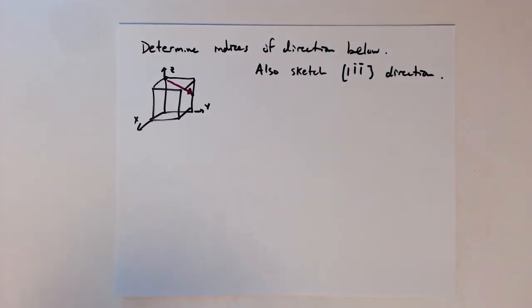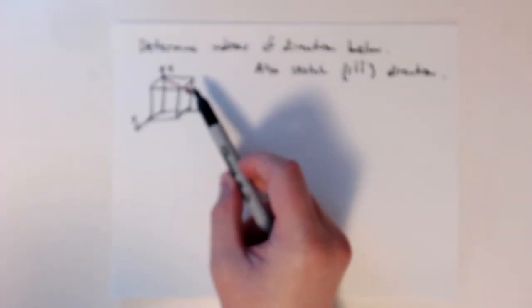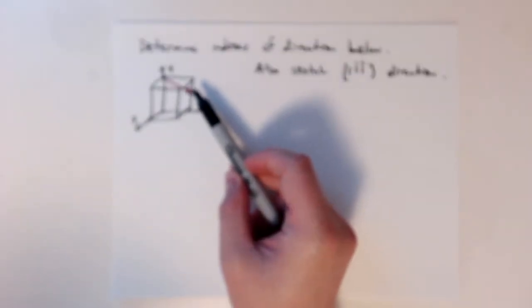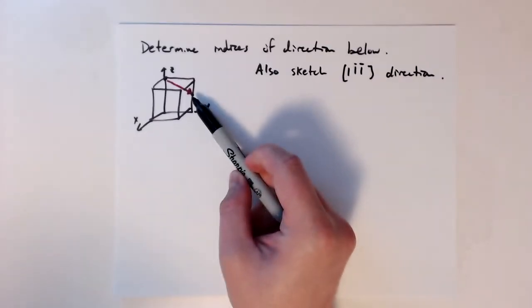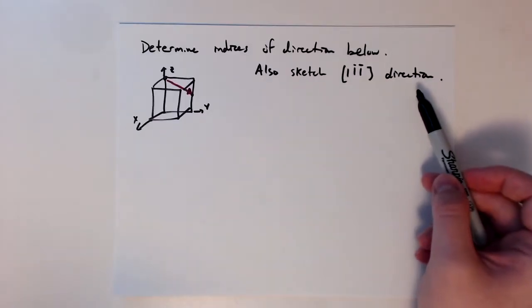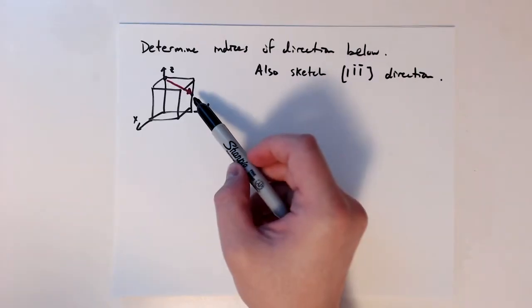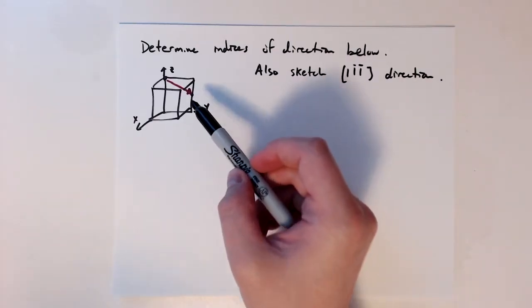All right, this next example is looking at directions. So the first part, we're going to determine the indices of the direction shown in this unit cell, and we're also going to sketch, and we'll see the connection between those two. So let's go ahead and start with determining the indices of this red direction that I'm showing.